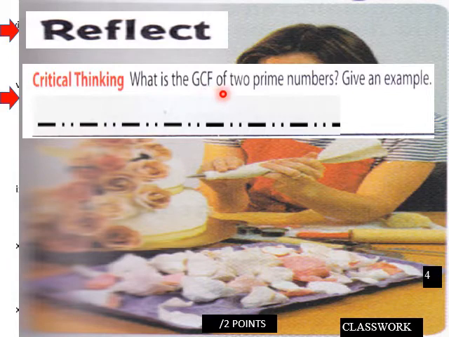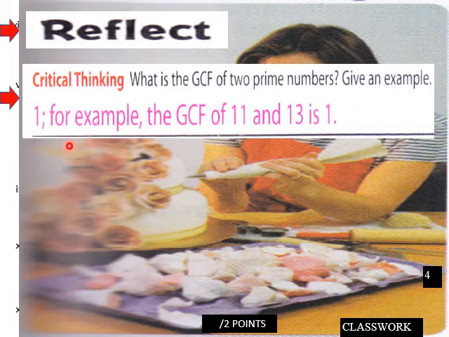Critical thinking. What is the GCF of 2 prime numbers? Give an example. Students, can you think of any? Stop the video and write down some ideas in here, or we're just going to go right to it. For example, the greatest common factor of 11 and 13 is 1. So what is the greatest common factor of 2 prime numbers? 11 and 13 are prime. The GCF of 11 and 13 is 1.